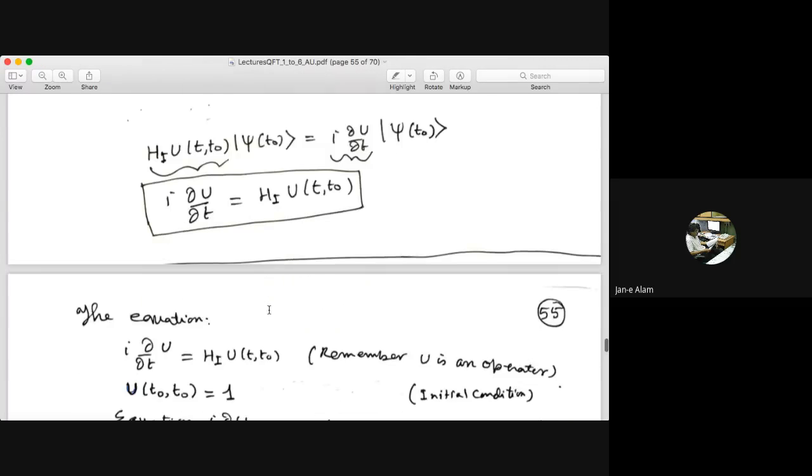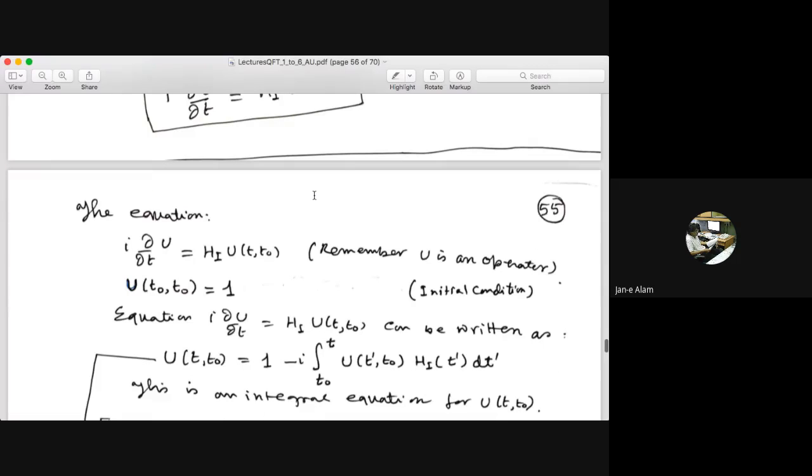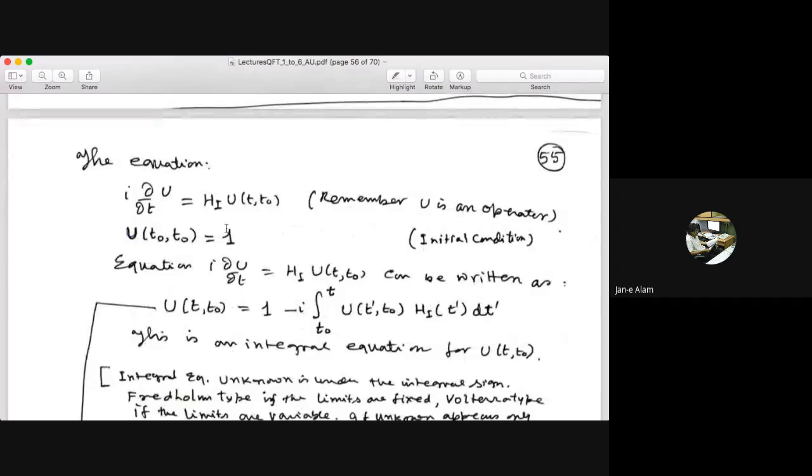Now you have to solve this equation, remembering that both H and U are operators. And this equation, we have solved. I argued yesterday that any differential equation you can convert to an integral equation with built-in boundary or initial conditions. For this particular equation, your initial condition was that at the initial time it doesn't evolve, so U at t naught must be equal to 1.